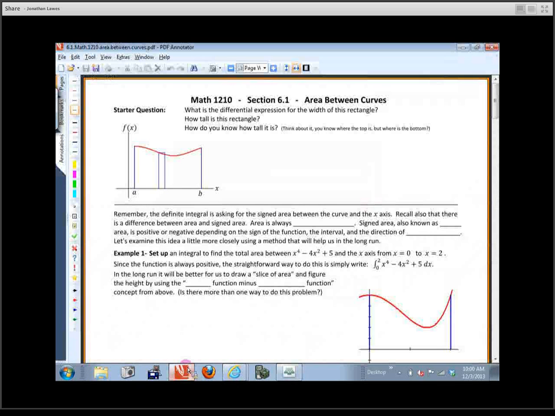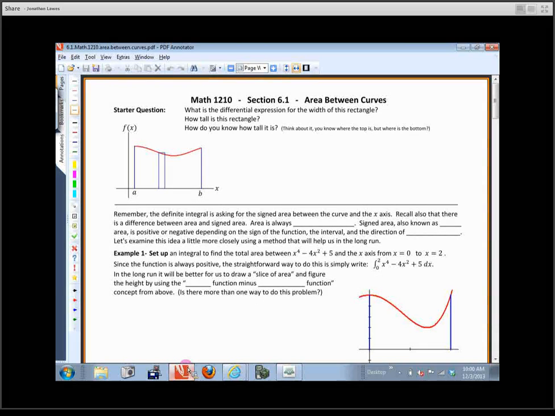Last section to cover. Yay. So that's kind of good. Tomorrow review and test the next day.